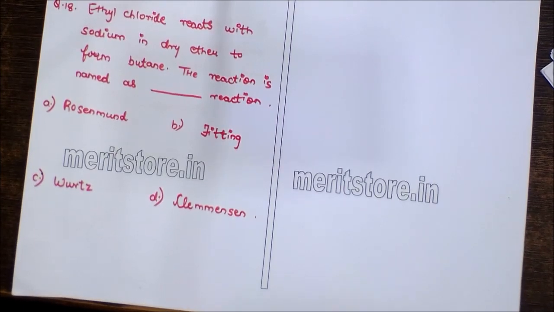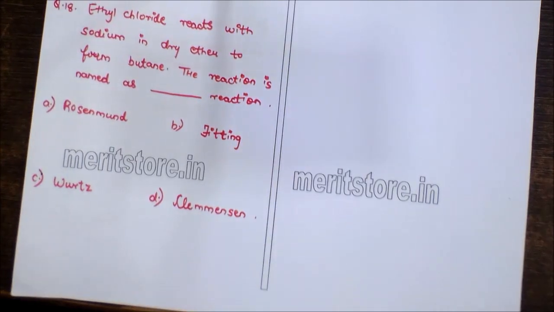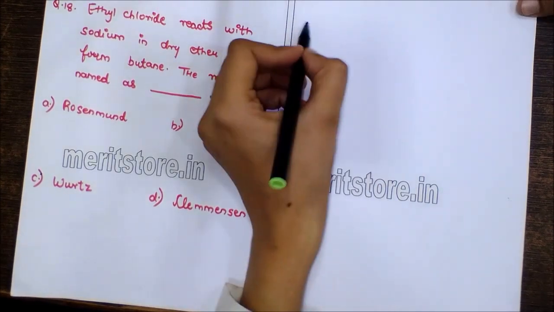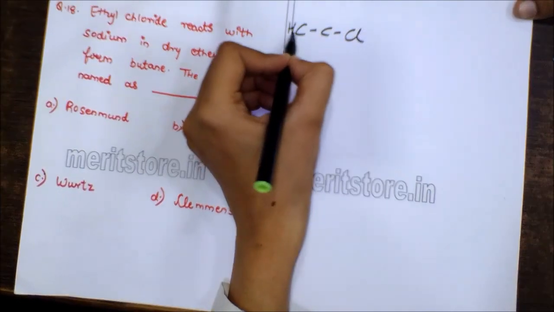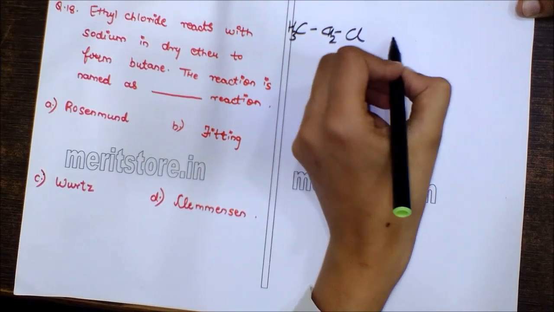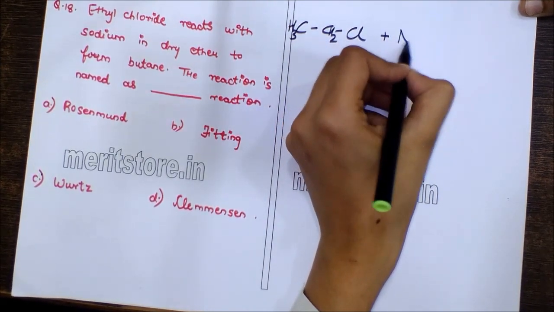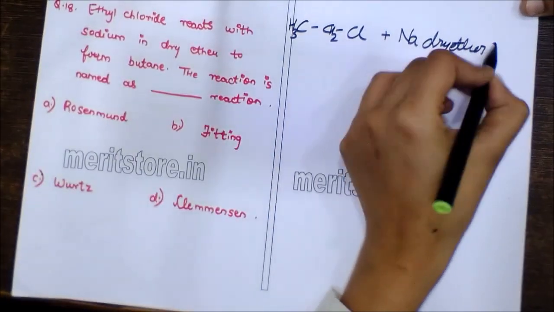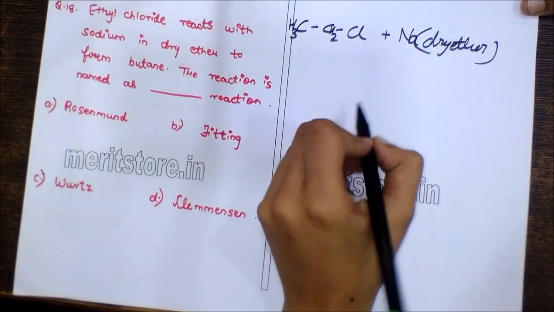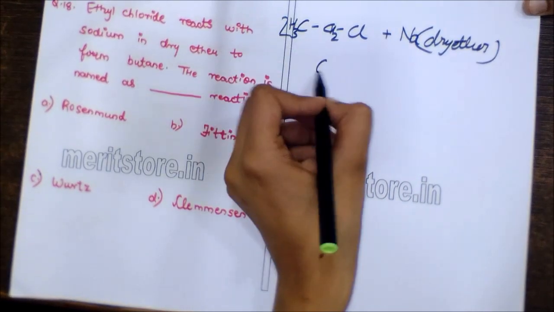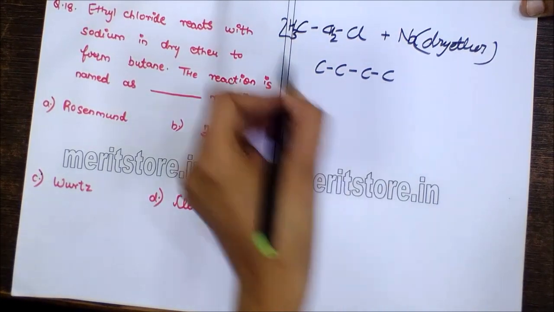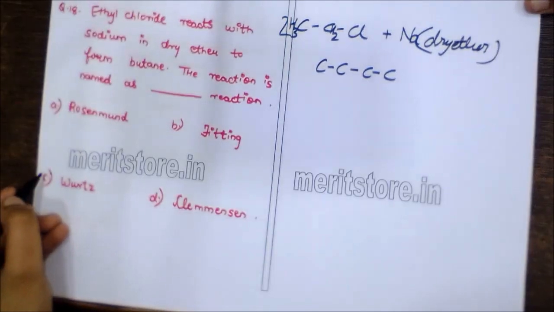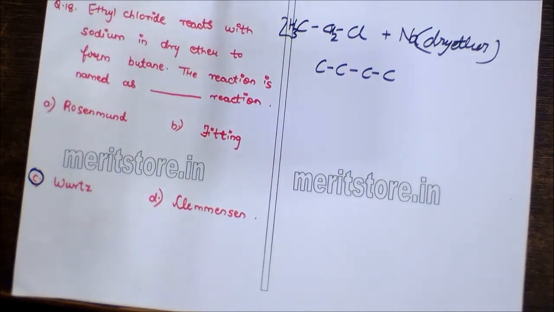Question 18. Ethyl chloride reacts with sodium in dry ether to form butane. This reaction is named as: A. Rosenmund reaction, B. Fittig, C. Wurtz, D. Clemmensen's. I have my ethyl chloride. It will react with sodium in presence of dry ether and it will form butane. This entire reaction is known as Wurtz reaction. Option C is my correct answer.